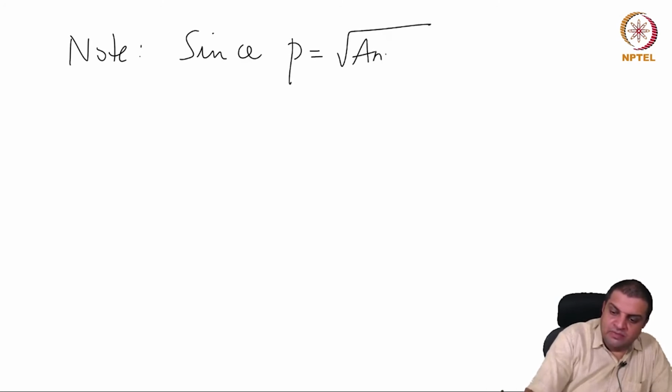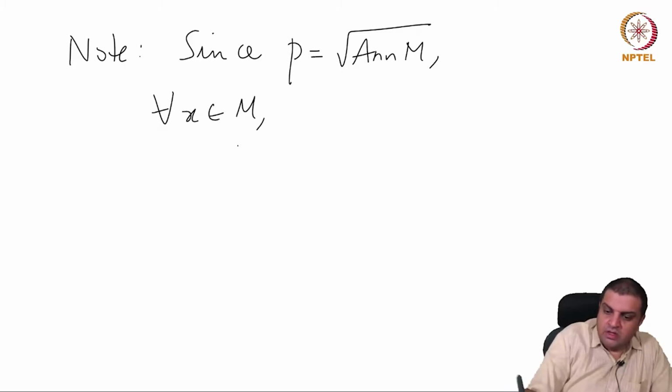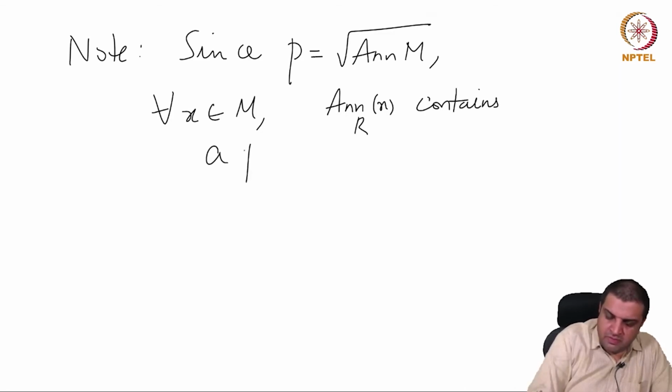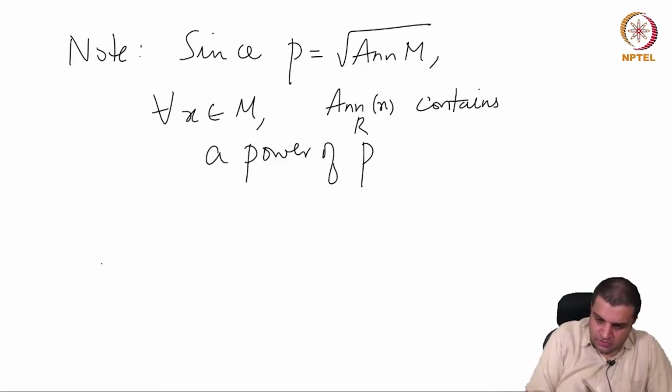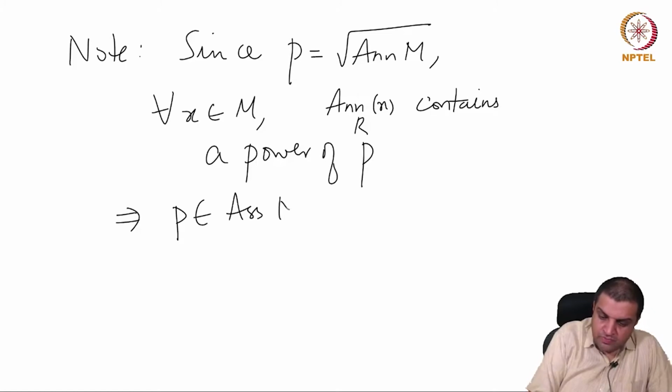So note, since P is the radical of the annihilator of M, for every x in M, the annihilator of x contains a power of P, which now implies that P is associated to M.